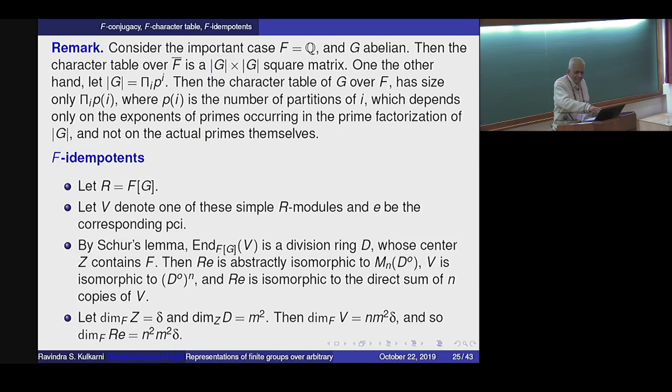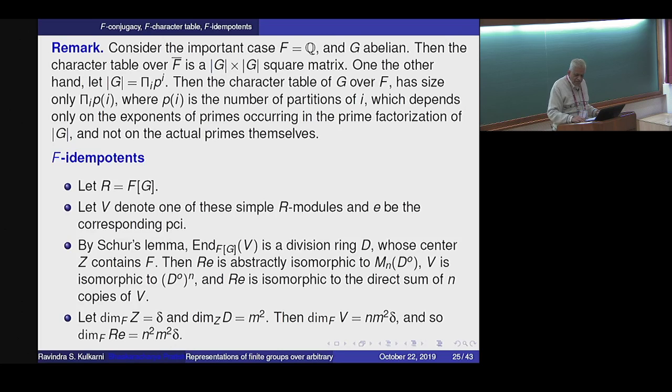On the other hand, if you factor G into product of primes, then the Q conjugacy class does not depend on the actual values of the primes at all, but only on the partitions of the exponents. This F character table is, in this case, very small.